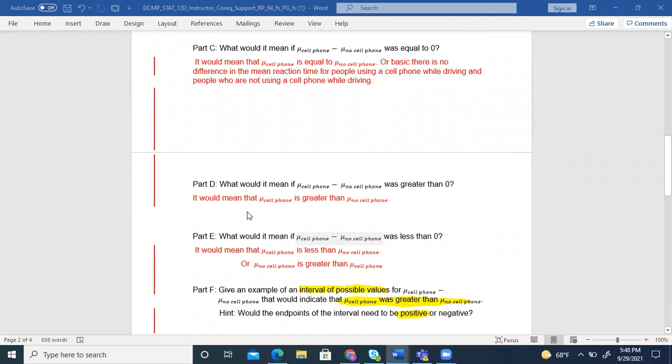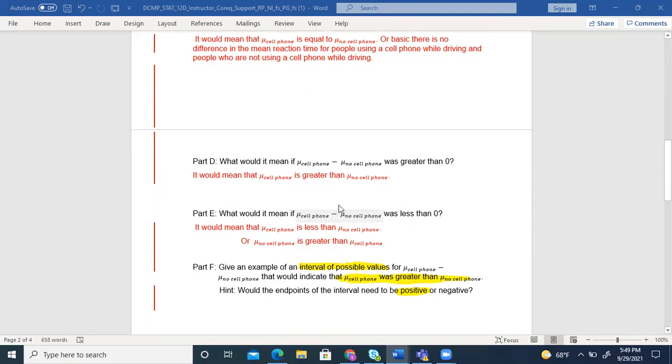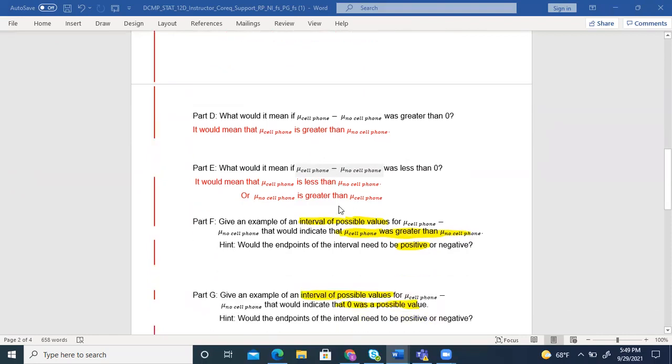Part D, what would it mean if mu cell phone minus mu no cell phone was greater than 0? If the difference is greater than 0, that means the mean for the first population is greater than the mean for the second population. So it would mean that the mean for the group who are using cell phones while driving is greater than the mean for the people who are not using the cell phone while driving.